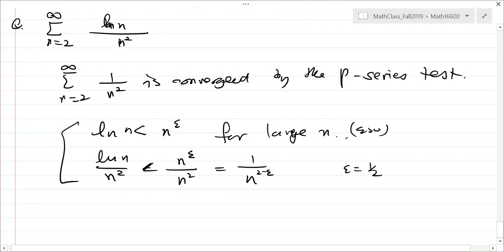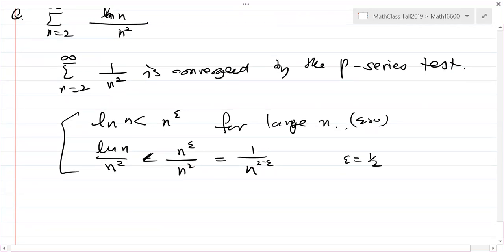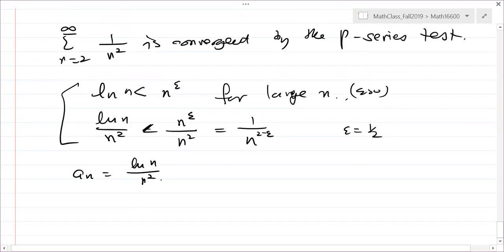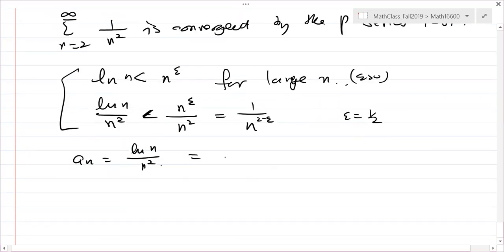So this is convergent. This idea will be used for a comparison test. We are going to use an integral test to prove this, if possible. So this is going to be f of n. My function is going to be natural log of x over x squared.